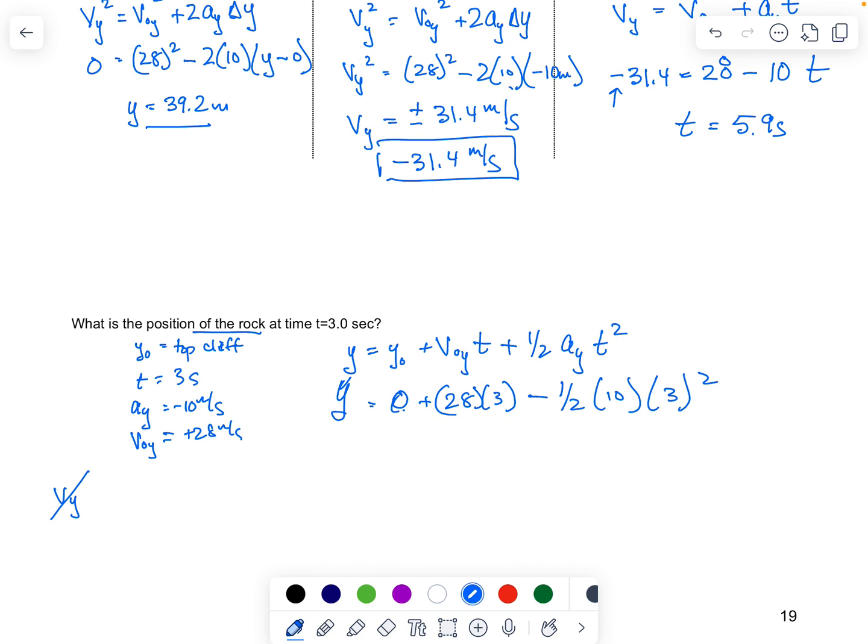Throwing this all through, this is going to be 84, that's going to be a 45, so I'm going to get a y equal to 39.0 meters, which means it's just short of the top of the cliff. Maybe not the best numbers to pick to make it a little bit different.